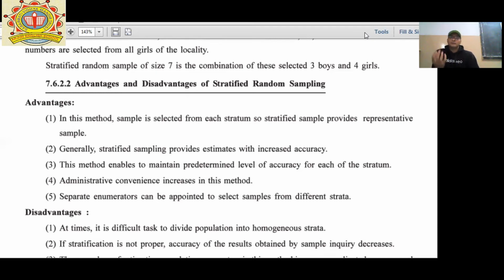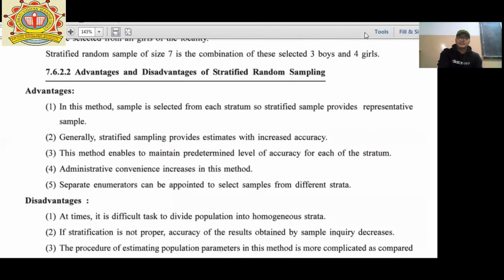It means if one person cannot handle all the strata, then we have to allocate persons category-wise, and we have to give each enumerator the task to select the person from each stratum. So these are the advantages. Now let's come to the disadvantages.